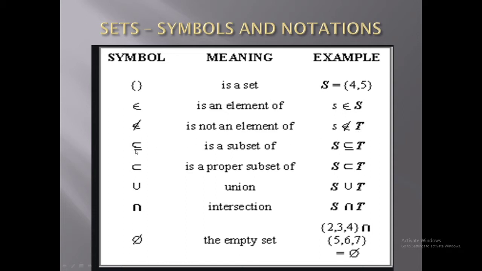This notation is a subset of a set. So here S is a subset of T, and this one is proper subset. That's proper subset of a set. That is, the number of elements in S is less than the number of elements in T. This notation is union, this one is intersection, and this one is phi. Phi means the empty set. Empty set means brackets without elements. That is called empty set.